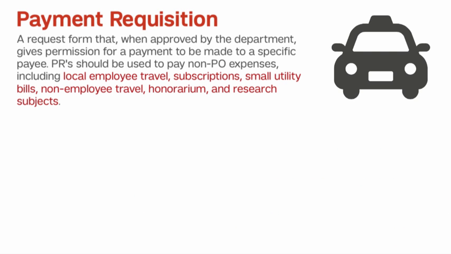A payment requisition is a request form that, when approved by the department, gives permission for a payment to be made to a specific payee. Typically, a payment requisition should be used to pay non-PO expenses. Examples of non-PO expenses are local employee travel, subscriptions, small utility bills, non-employee travel, honorarium, and research subjects.